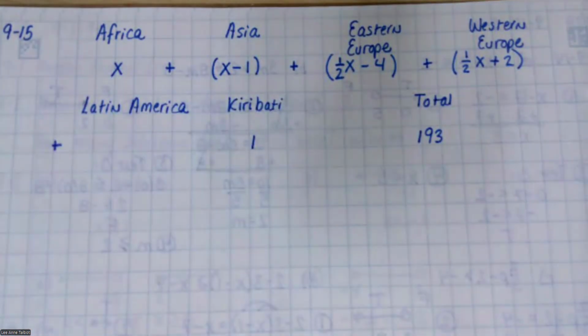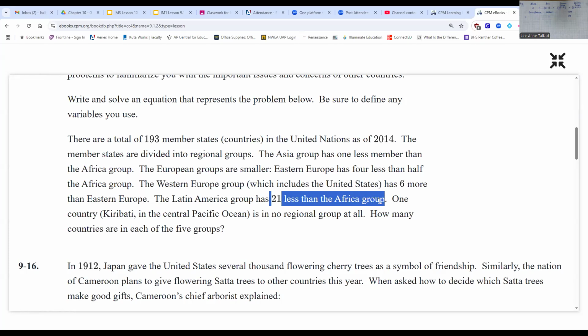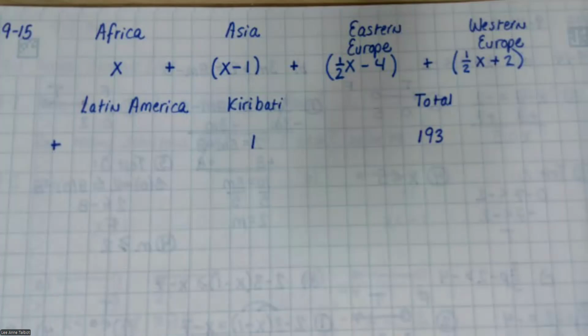Plus, okay, we have one more, Latin America. The Latin America group has 21 less than the Africa group. X minus 21. Great job.